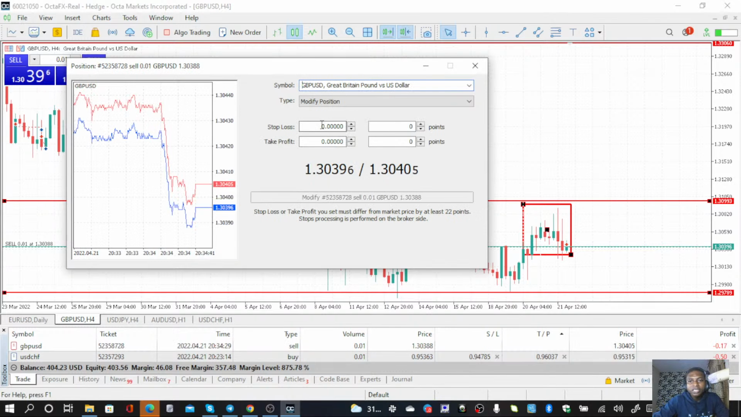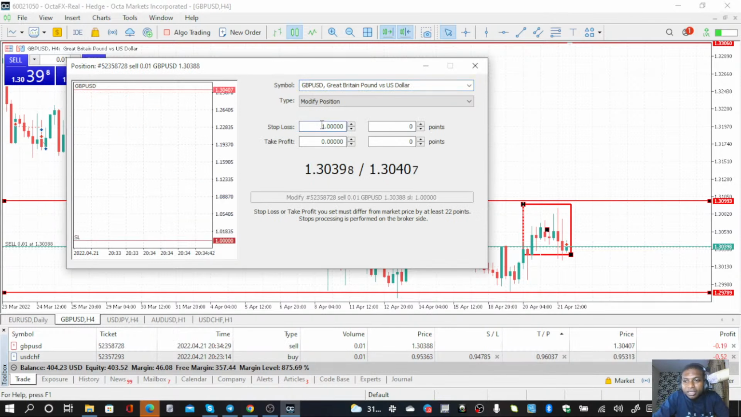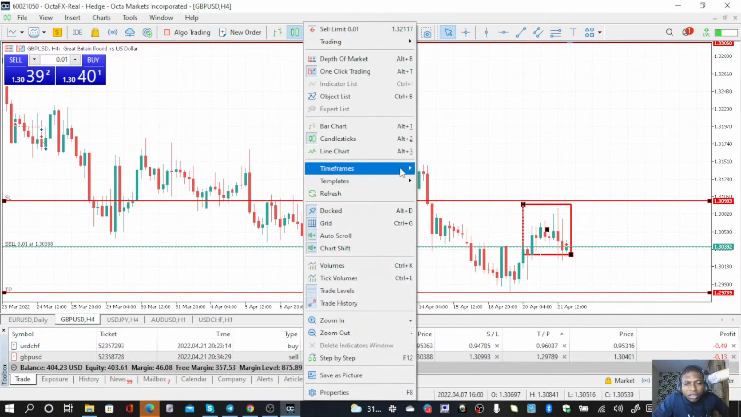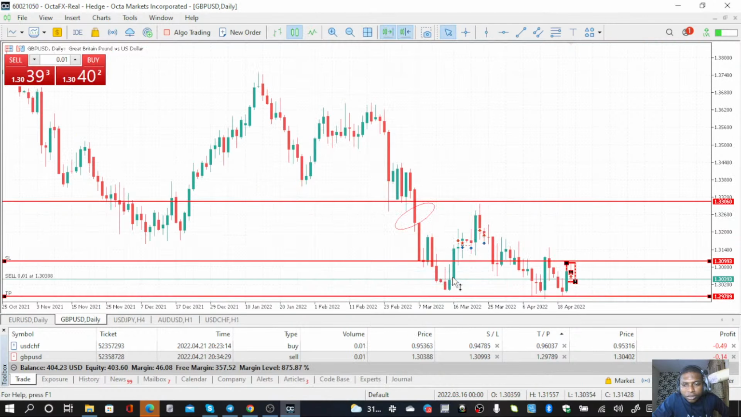So our stop loss is 1.30993 and our take profit is 1.29789. So let's look at higher time frame, daily time frame.